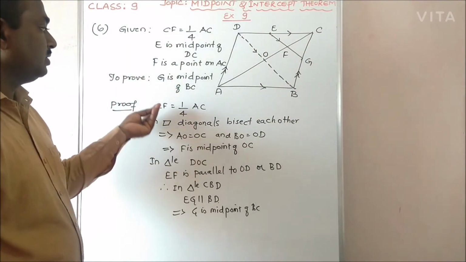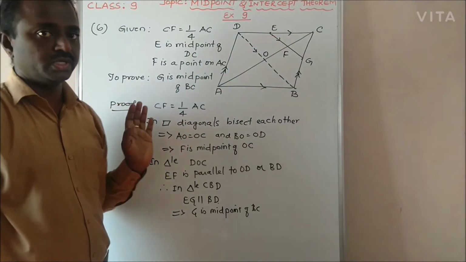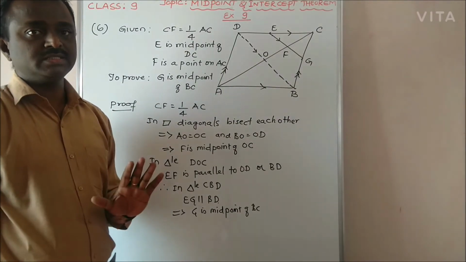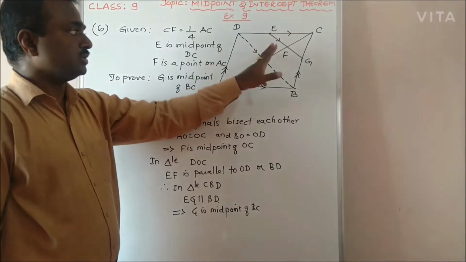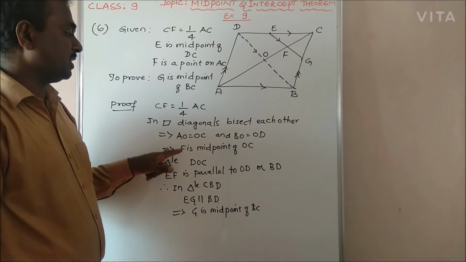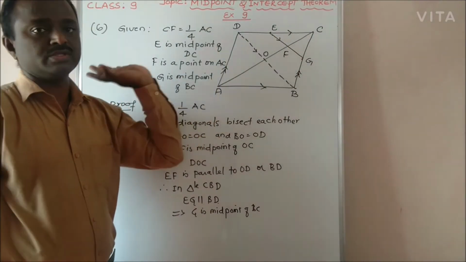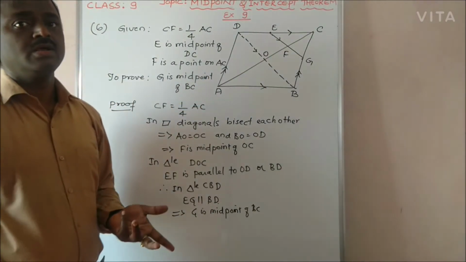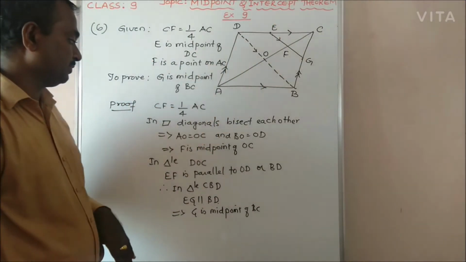So what we did now: they are given CF is 1 by 4th of AC. But we know that in a parallelogram, diagonals bisect each other. So AO is equal to OC, BO is equal to OD. By this we can say F is definitely the midpoint of OC, because 1 by 4 plus 1 by 4 is a half. Therefore, F becomes the half of OC.